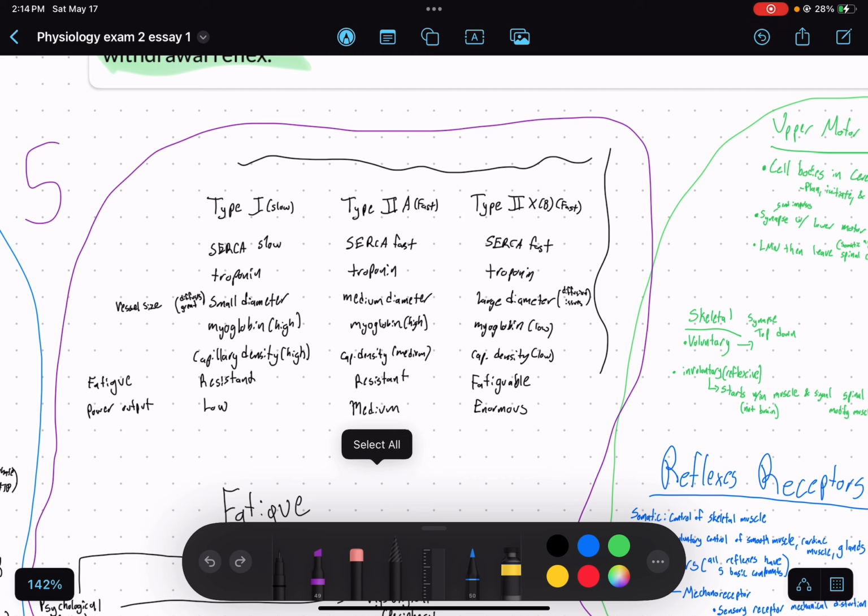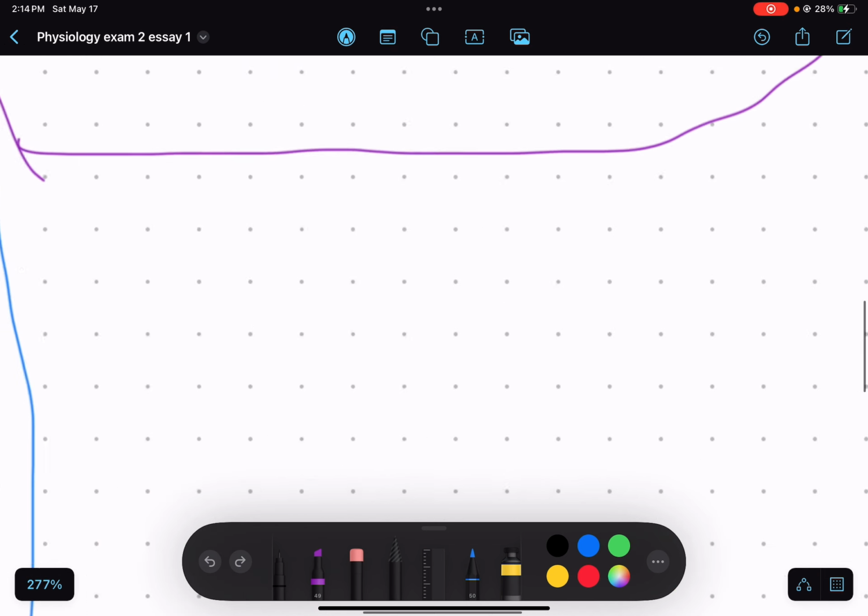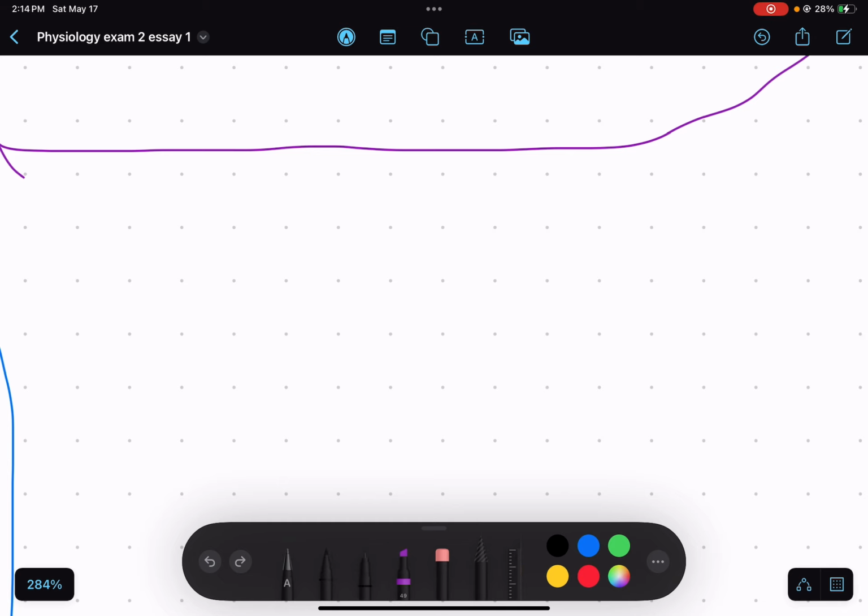Then you have your type 2X muscle fibers, which you also see a bit in humans. These are going to be your power lifters, you see a lot more in power lifters and things like that, who are really taking advantage of this. Your cross-bridge cycling is working fast. You have troponin. They're large in diameter, which causes a little bit of diffusion issues because it has to cross a bigger area. You have low myoglobin, low capillary density, and they're more easily fatigued, but they give off a huge power output, which gives you a lot more strength whenever you perform an exercise or something like that.